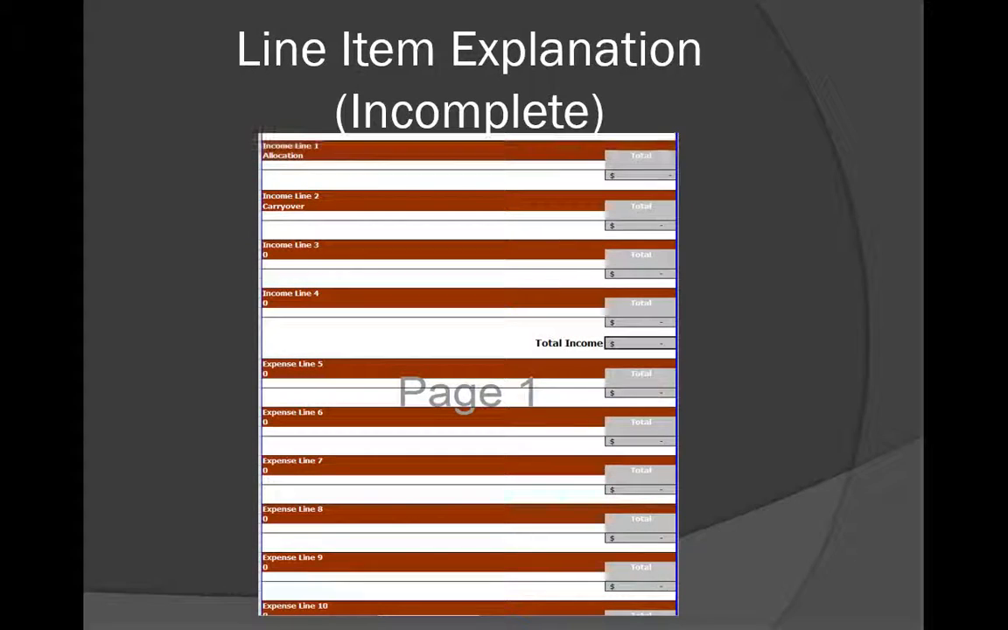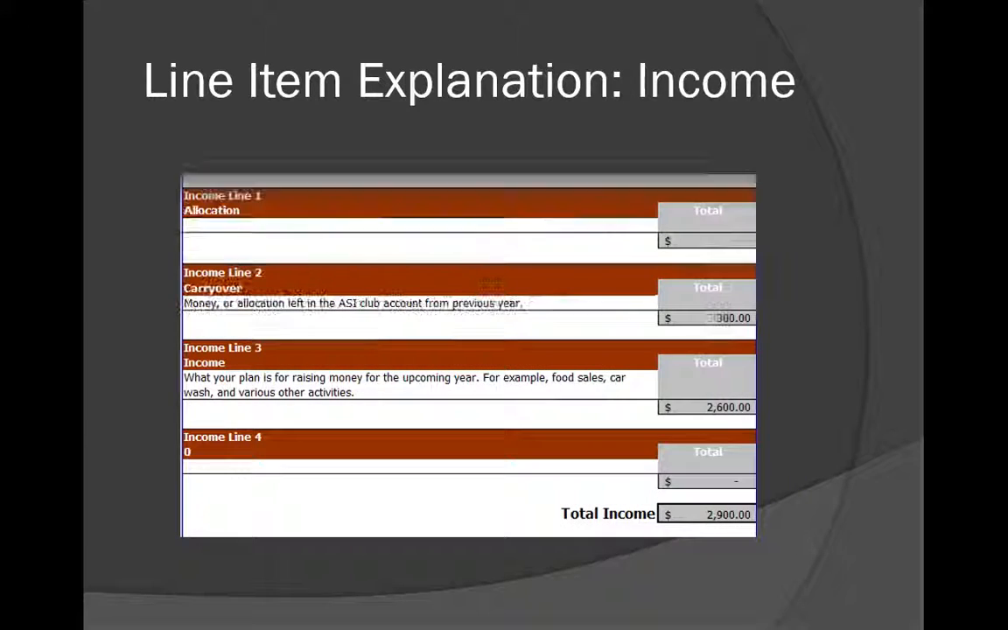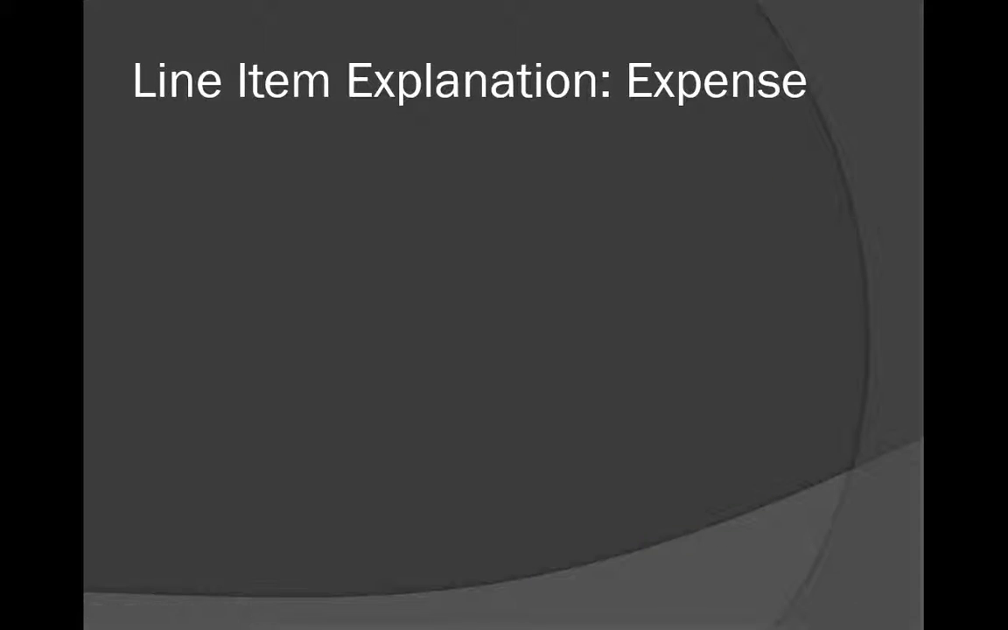Moving on, we have our line item explanations. For every line item on a budget request form, it needs to have an explanation. This is an example of an incomplete form, obviously. So here we go. Income line 2, carryover: money or allocation left in the ASI account from the previous year. This will be $300. Line item 3, what is your plan for fundraising this year? For example, food sales, car wash, and other activities, $2,600, with a total income of $2,900 for this specific example.